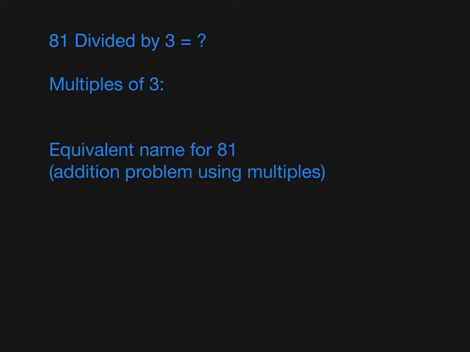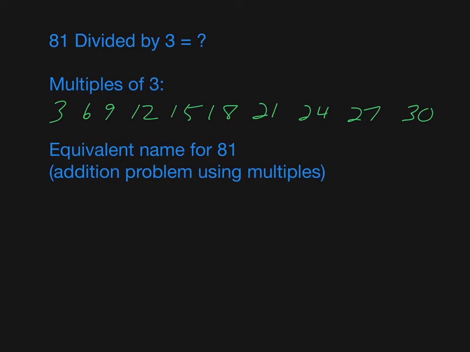Today we're looking at how to divide mentally. So our problem is 81 divided by 3. We're going to start off by listing the multiples of 3. Alright, so we're just going to go 3, 6, 9, 12, 15, 18, 21, 24, 27, and 30.